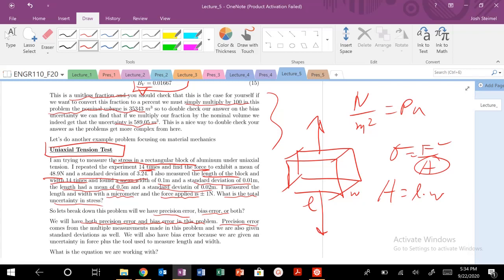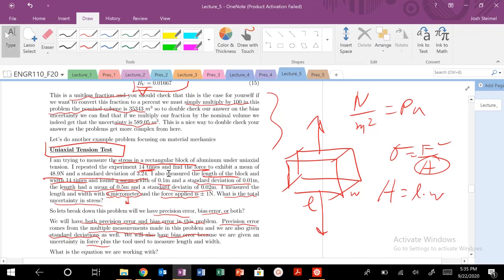So we have multiple measurements in this problem. We've made multiple measurements and we're given standard deviations, so we will definitely have a precision error. Additionally, we'll also have bias error because in this problem we say we measure the length and width with a micrometer. So there's some uncertainty associated with this tool right here. And we're also given some uncertainty in the force. The force applied is going to be plus or minus 1 Newton. So there's some uncertainty with the force.